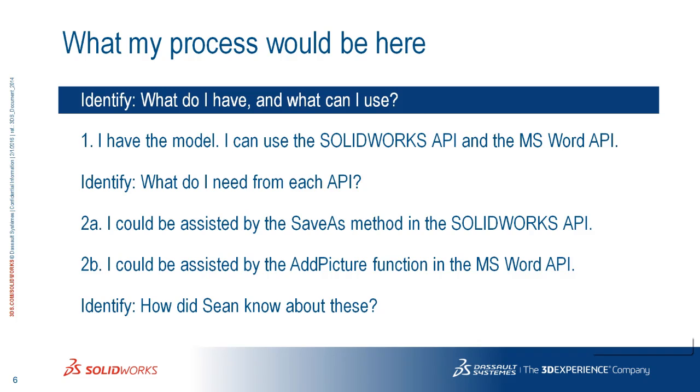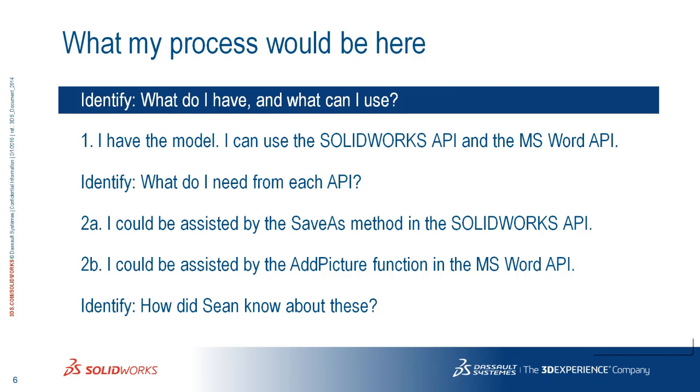And then the goal is to identify what I need from each API, what I need from the API that's exposed, given to us by those developers from SOLIDWORKS, given to us by those developers from Microsoft. So I could be assisted, let's say in the SOLIDWORKS context, if I'm trying to save a picture of a model and put it into Microsoft Word, let's say that's my task. I could be assisted by, and there are a few ways you can do this, maybe the save as method in the SOLIDWORKS API.